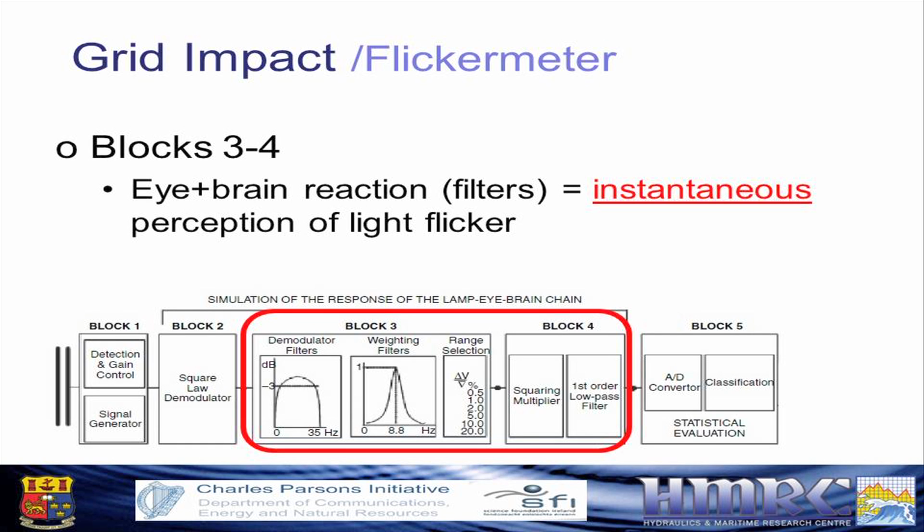Blocks 3 and 4 would actually reproduce the reaction of your eye and your brain to light variations. It's been tested over many groups of people to get the average reaction of an average person. So at the end of block 4, what you get is the instantaneous perception of light flicker. In other words, whether you can actually see a light variation or not.